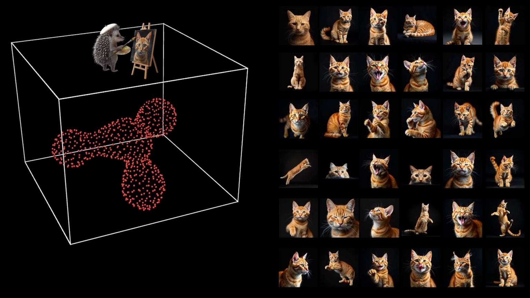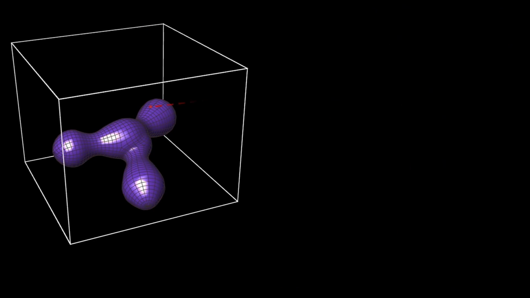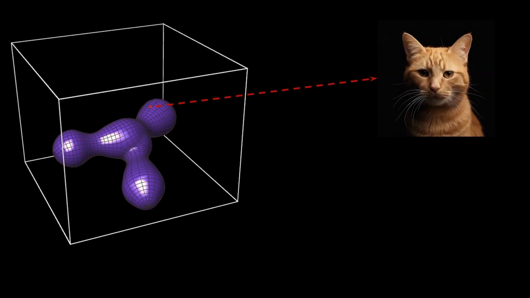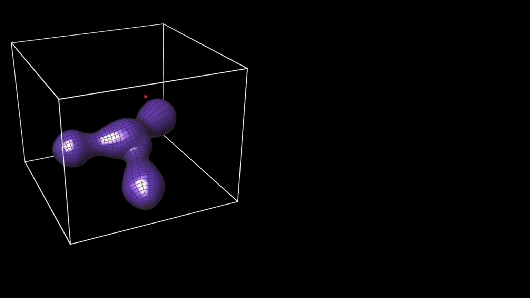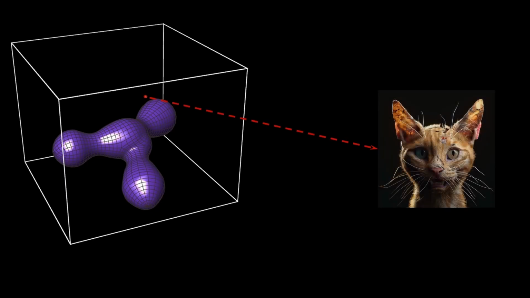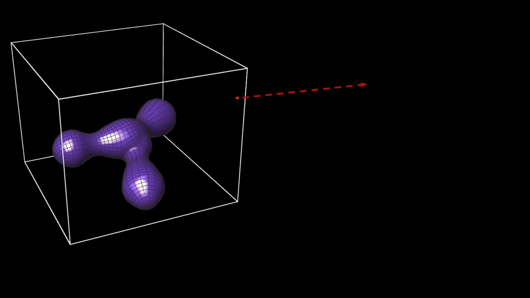After sampling enough points, they saw that the points lie on a complex surface called a manifold. Any point on this surface is a latent description of a cat. Nearby points describe similar cat images, and points slightly off the surface describe cats that are slightly off, while points far from the surface do not describe cats at all.